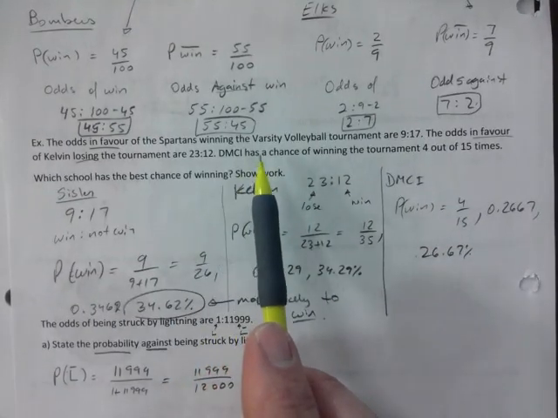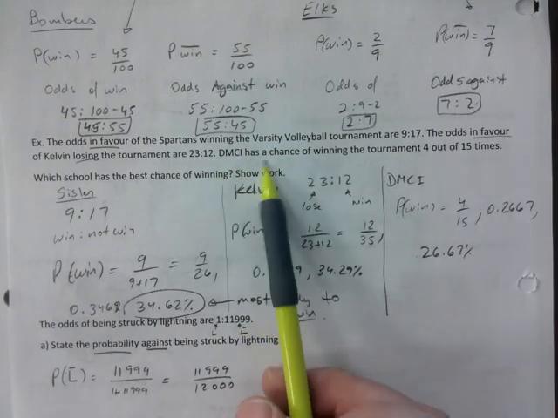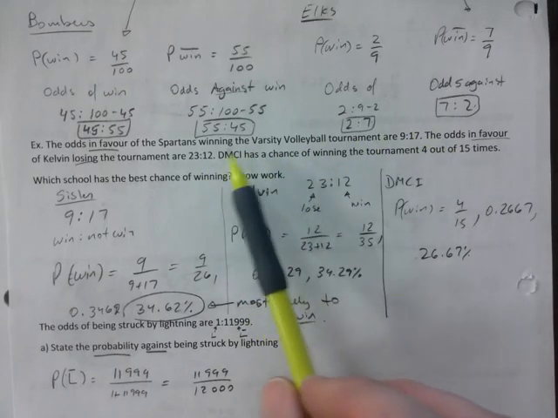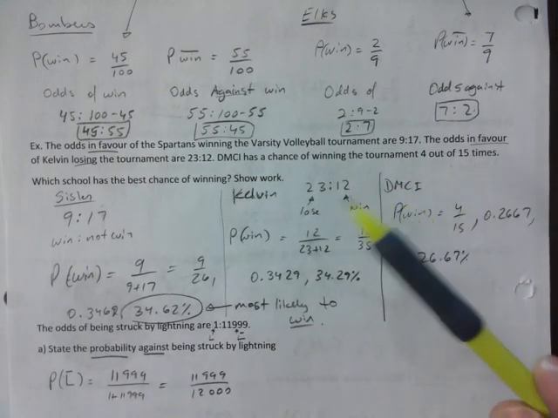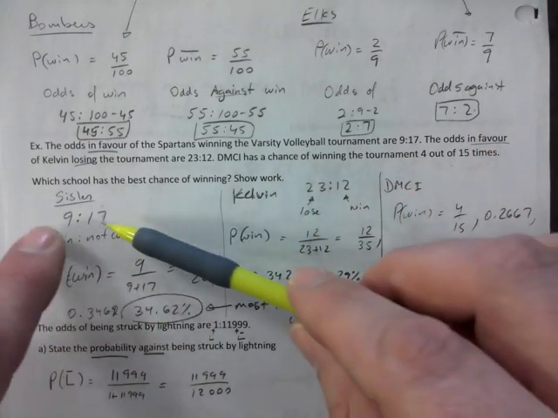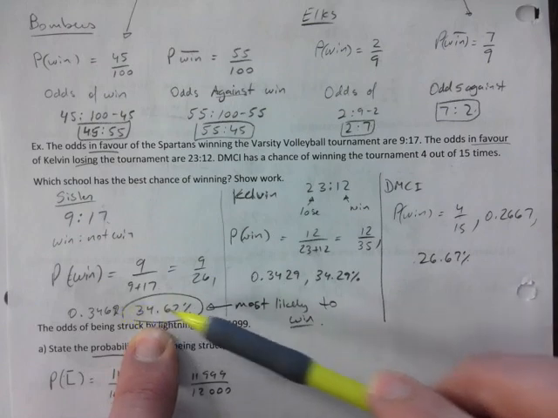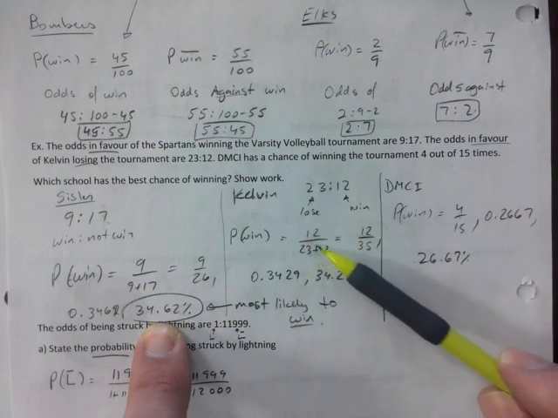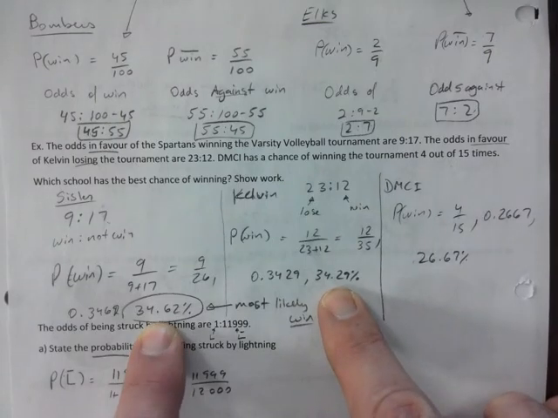Here we have 3 different schools, Sisler being one of them, and we're trying to figure out which one is more likely to win given all these schools. We have the odds, we have the probability of it. Okay, so we turn Sisler's odds into a probability. Remember, I add 9 and 17 to give me 26. Turning it into a decimal or percent, I have that. Calvin, I do the same thing. I add it up for my denominator, turn it into a decimal or percent, slightly lower than Sisler.